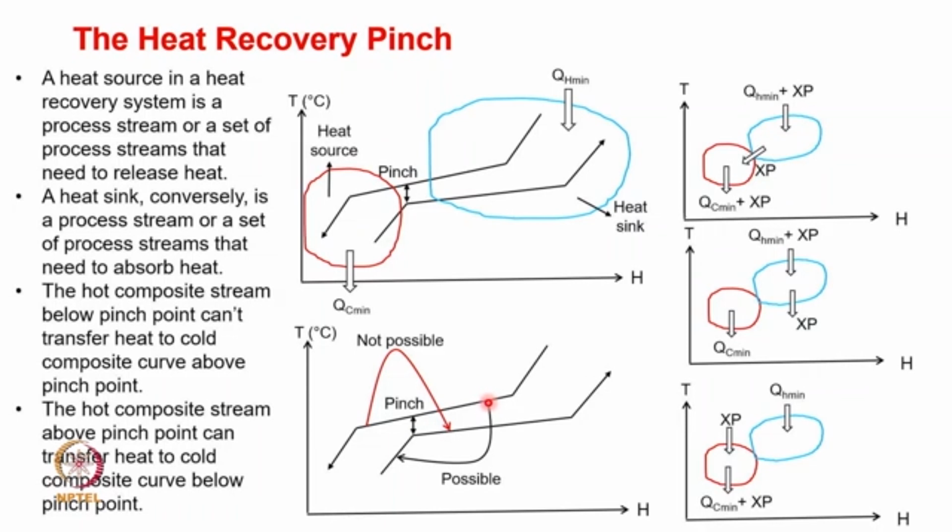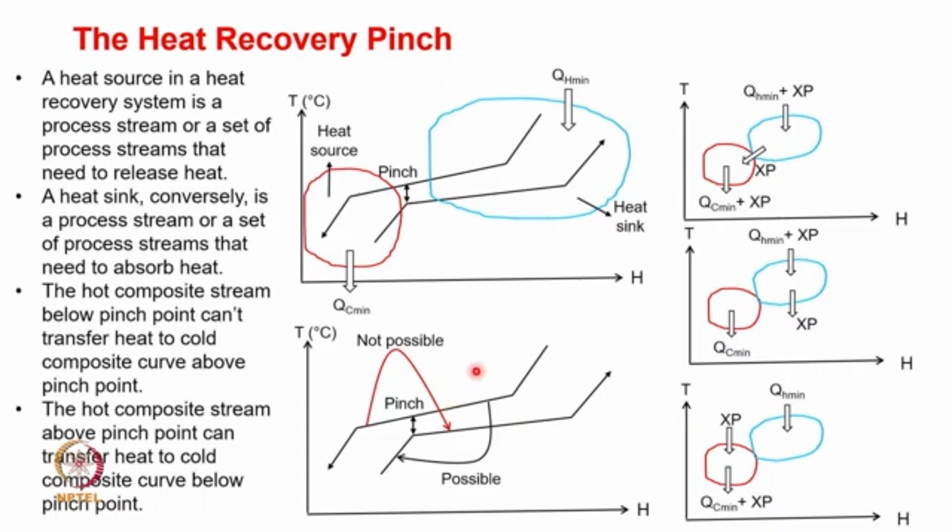This is the pinch, and you can very nicely transfer heat from a hot stream to a cold stream, which is of course not possible if you are below the pinch point. The hot composite stream below the pinch point cannot transfer heat to a cold stream above the pinch point. So this is the cold stream, your hot stream is here below the pinch point, and the cold stream is above the pinch point. So this particular arrangement is not possible. But the other way around is always possible. The hot composite stream above the pinch point can transfer the heat to the cold composite curve below the point.